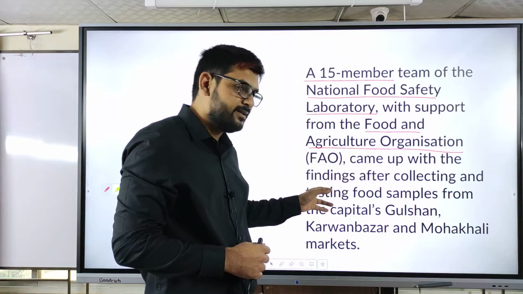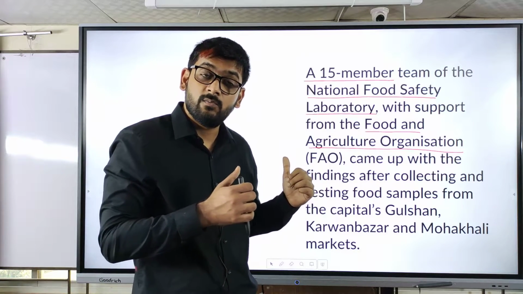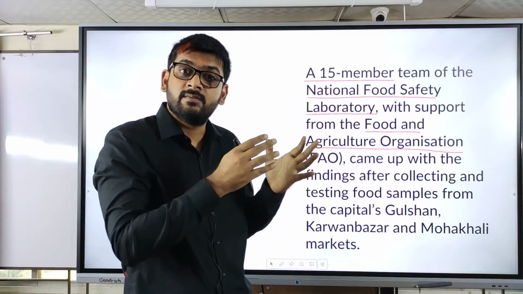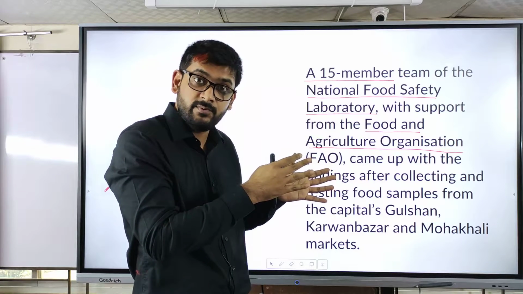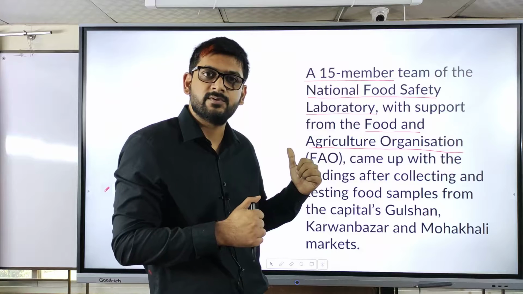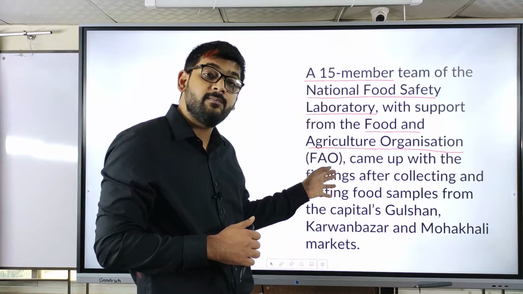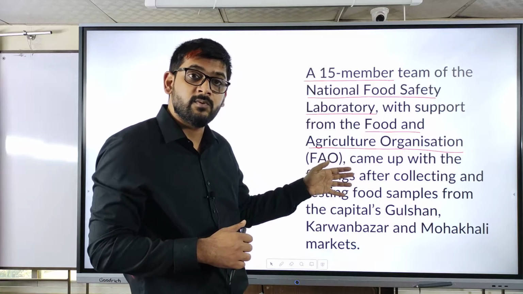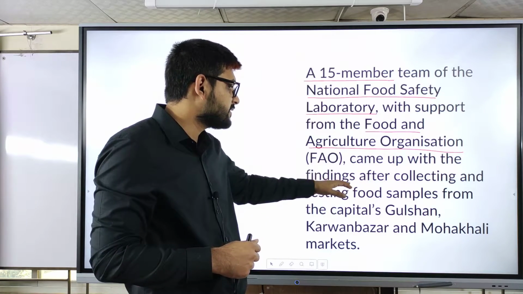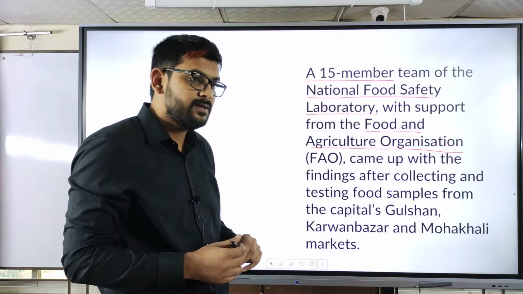They came up with the findings, which we said in the previous slide. The finding was the adulteration of fruits and vegetables, and they mentioned the numbers: half of the vegetables and more than a quarter of fruits. And how did they gather the findings? After collecting and testing food samples, they collected some samples.